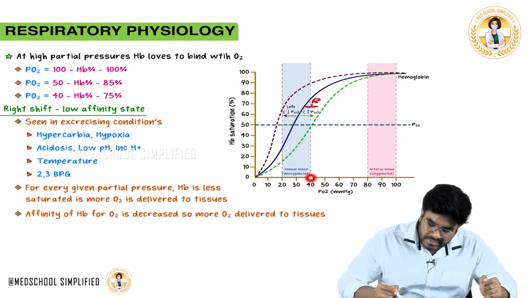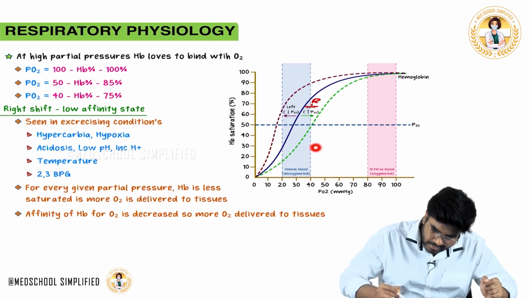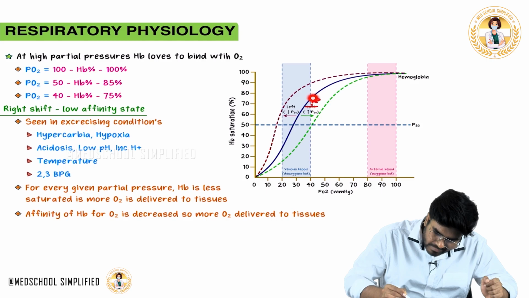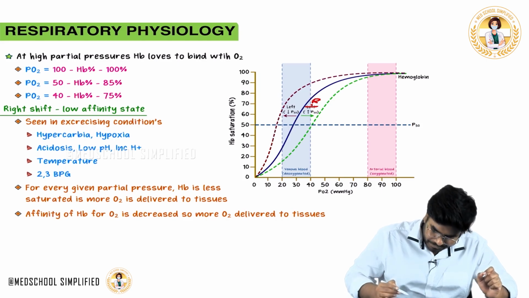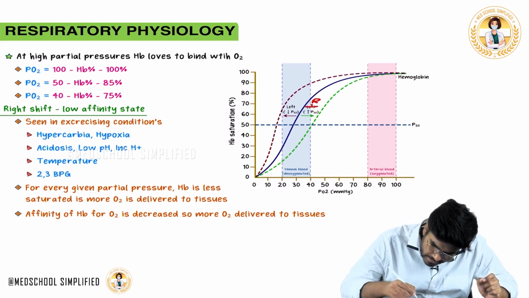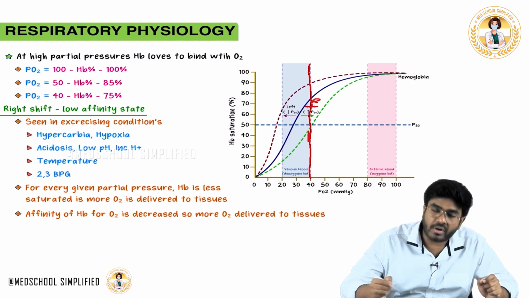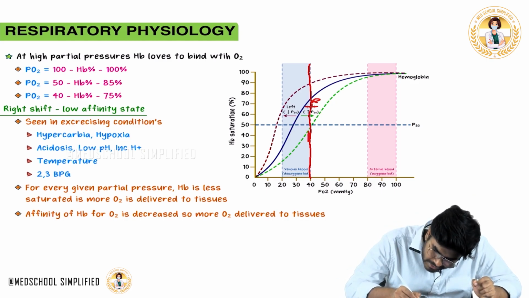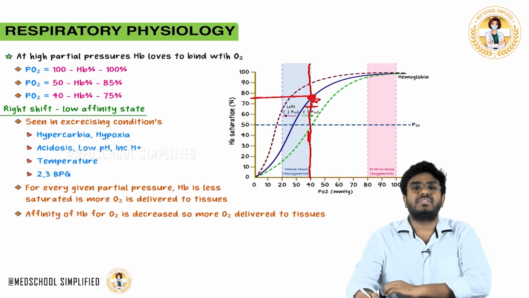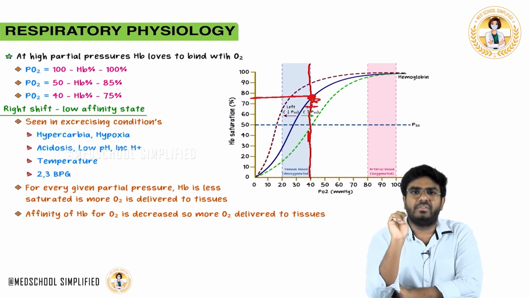Now please look at the graph. At the level of tissues, the partial pressure of oxygen is 40 mmHg. Now see, it is 75% saturated, somewhere around this line. Let me show you with the red marker. At the level of tissues, where the partial pressure of oxygen is 40 mmHg, how much percent saturated is hemoglobin? This is the mark. It is somewhere around 75% saturation. So 75% saturation means one oxygen molecule is delivered.